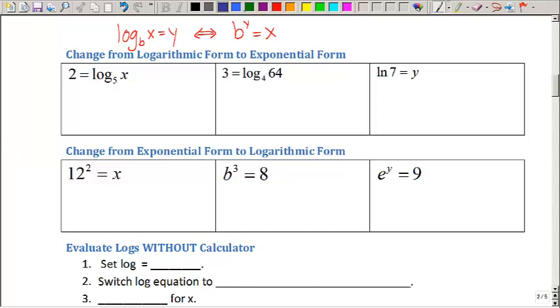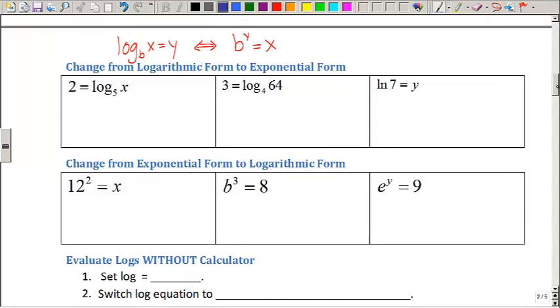Next, we'd like to change equations written in logarithmic form to exponential, and conversely change equations from exponential form to logarithmic form. This is a very important skill that we'll be using in the next couple of sections, so you'll need to be able to go forwards and backwards from these two forms rather quickly. I rewrote the definition of the logarithmic function in both forms.